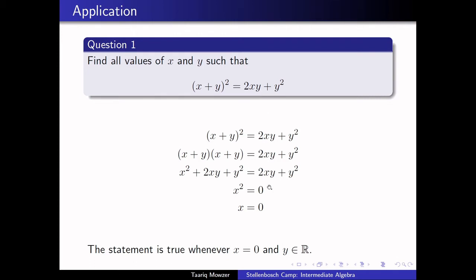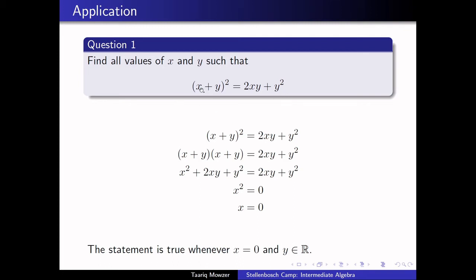Notice that there's no y at the end of this answer, and what that actually means is that y can be anything. So how you can write this answer is that the statement is true whenever x is 0 and y is an element of the reals. What this means is that y can be anything, and the statement is true.